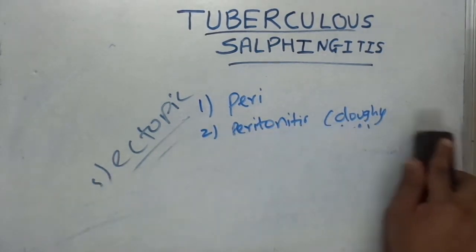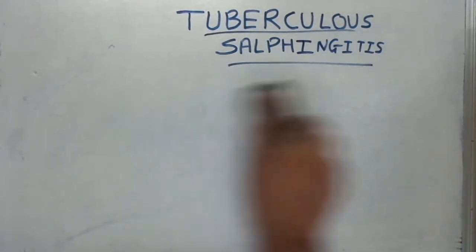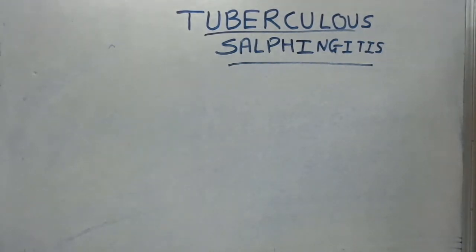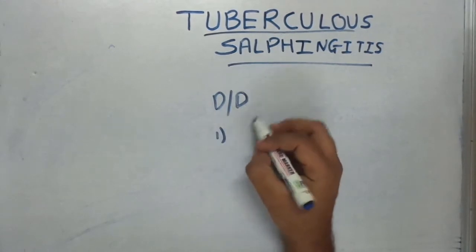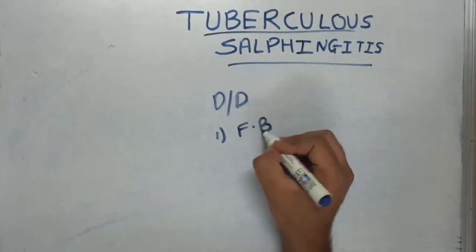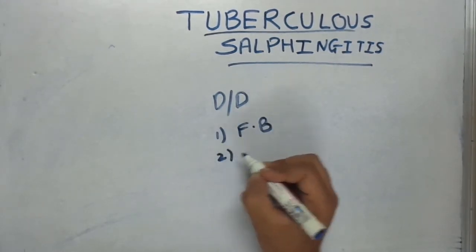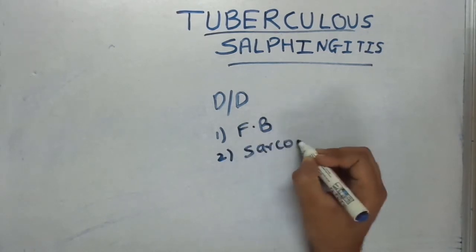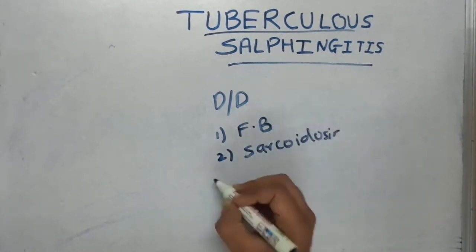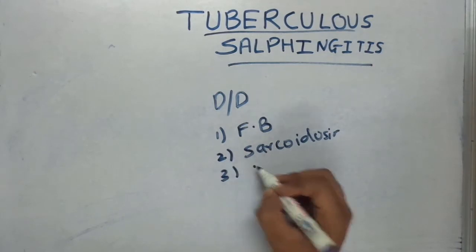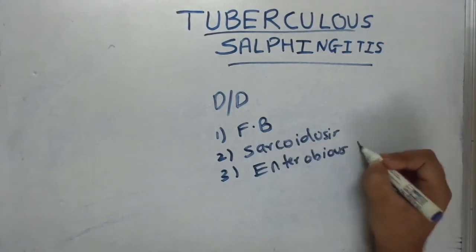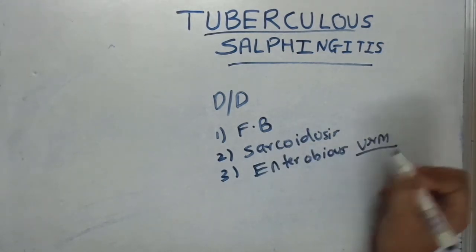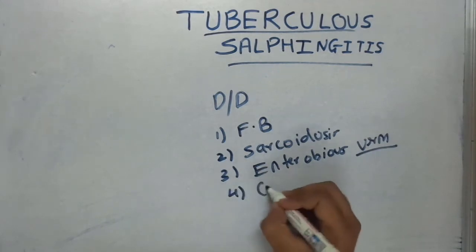Now moving on to the differential diagnosis of tuberculous salpingitis. In the DD of tuberculous salpingitis, we have foreign body granuloma, then sarcoidosis, then infection with Enterobius vermicularis parasite, then Crohn's disease.